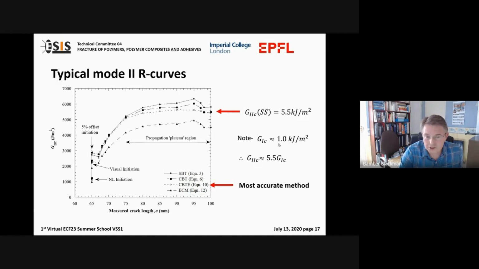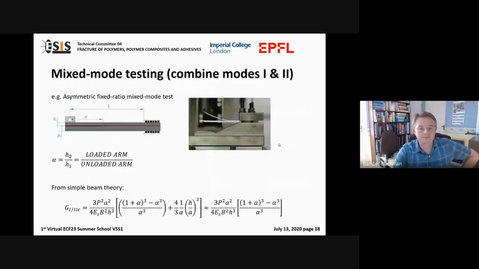And of course, this will be highly material dependent. So some adhesives will show very large elevations in mode 2 to mode 1, and other adhesives will not. So it is material specific.